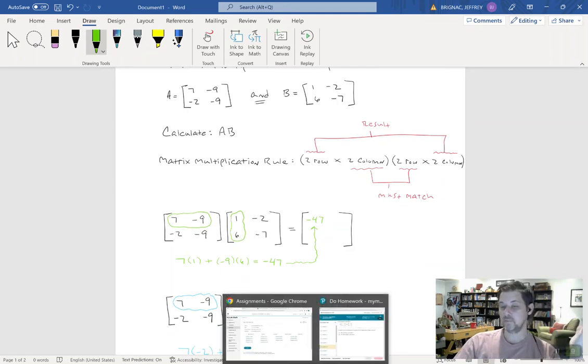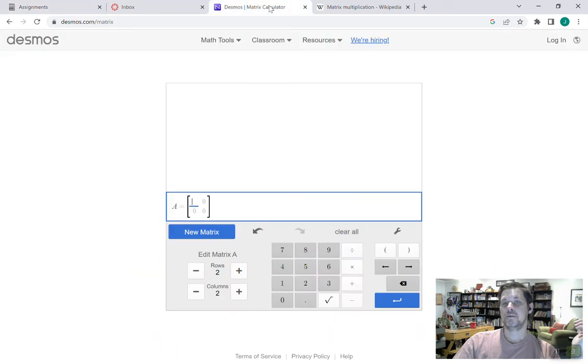But that's not the only way to do it. Here's a matrix calculator that I found online. It's not hard to find that kind of thing, and this would take all the work out of it. You just have to enter the matrices here. You can multiply, add, whatever. So you could use a calculator and make it very easy.